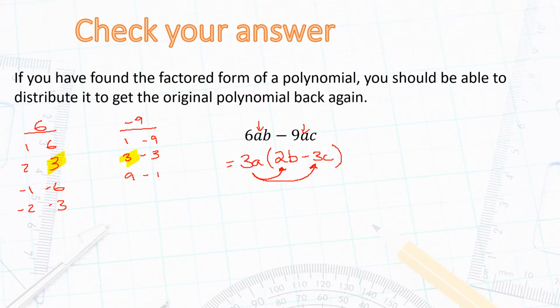And the way I check my answer is I do that distributive property. So 3a times 2b is 6ab. And 3a times minus 3c is minus 9ac. So it matches my original expression or equation. So I'm like, yep, we got it.